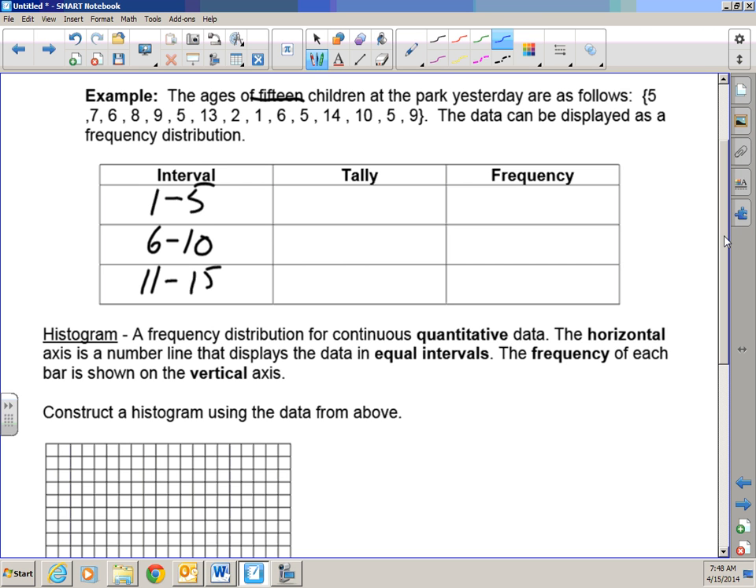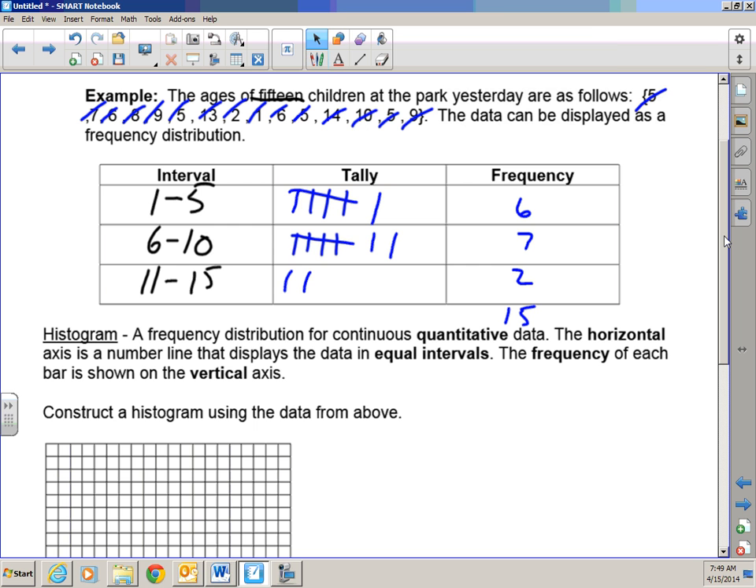Now, the way to do this is to go through each piece of data, cross it off, and put a tally. That's what a tally means. 7, 6, 8, 9, 5 again, 13, 2. A little tedious watching me do this, but nothing else to do. So we have 6, 7, and 2. Make sure they add up to the 15, that you didn't drop something.